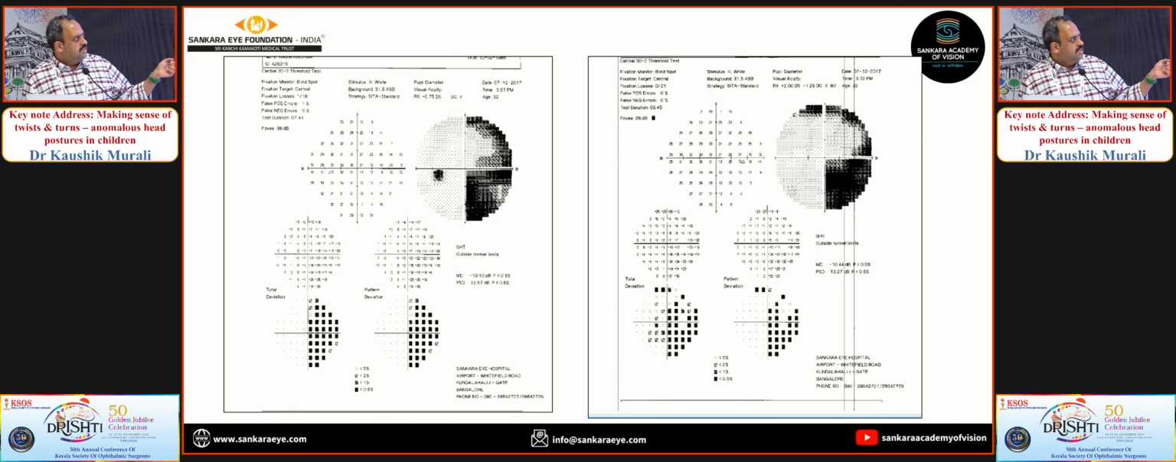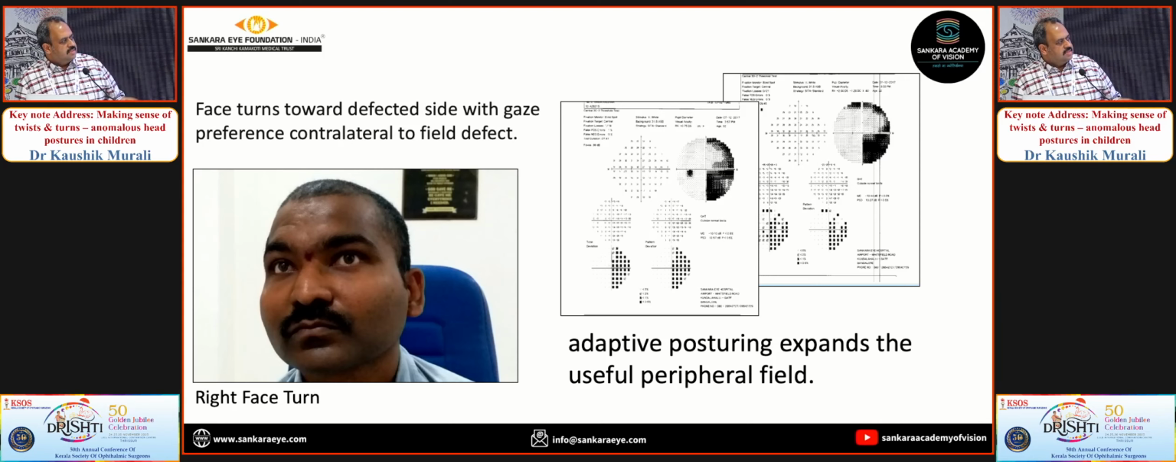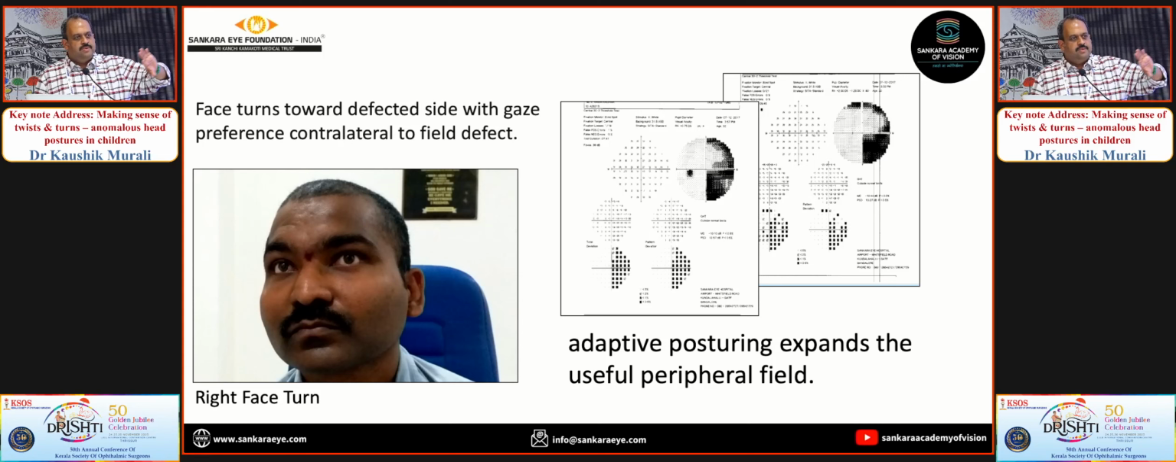So here what do you see? You see a very clear homonymous hemianopia. So when you put both of these together, you need to understand that the face turns with gaze towards the side of the field defect, giving a preference to the side contralateral or ipsilateral to the field defect. The reason is that this adaptive posturing that the patient undertakes expands his useful peripheral field. So by turning his face, he is making sure that he is able to turn his eye to the side that he can see better. So that again gives you some idea.